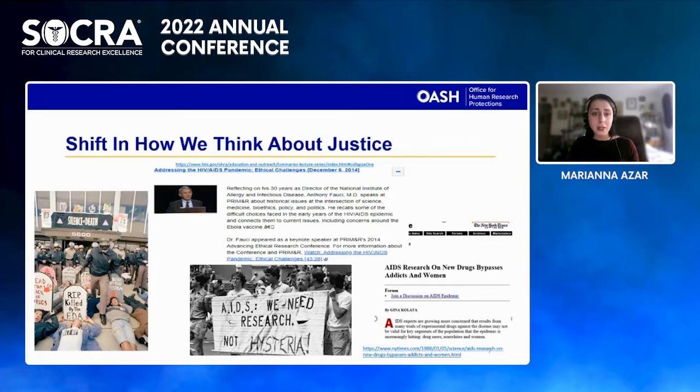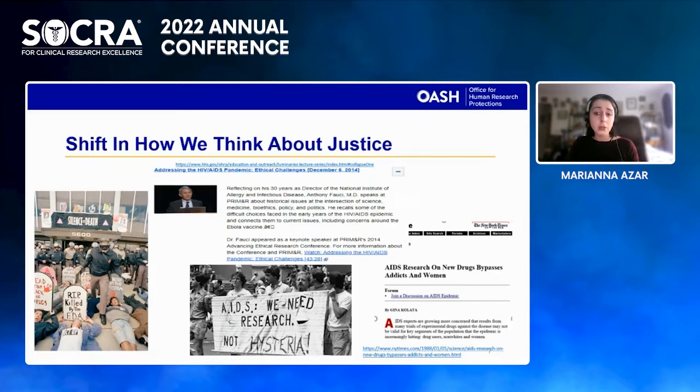Instead of protecting an otherwise vulnerable population from exploitation, the dominant concern became one of avoiding exclusion from research participation and mitigating the possibility that a population in need of treatment would not stand to benefit from the findings of the treatment studies.